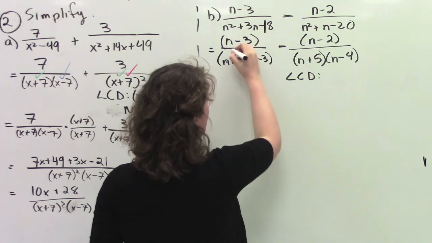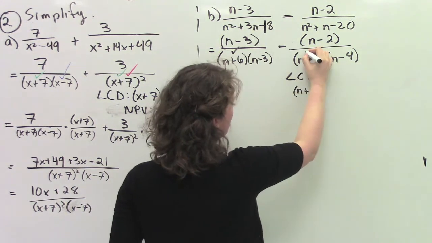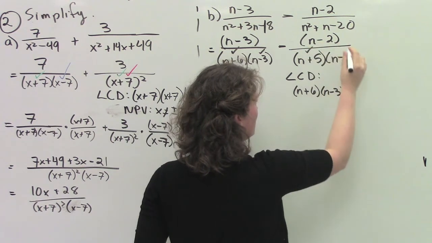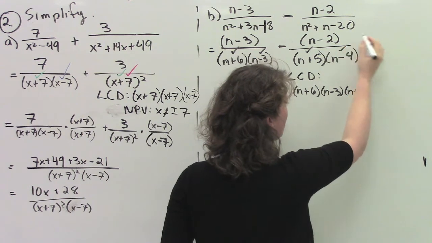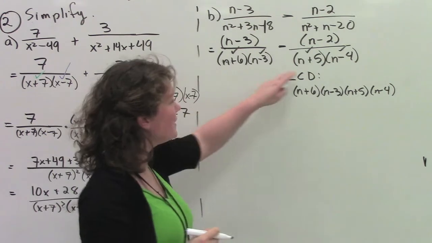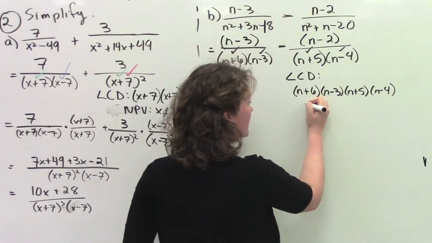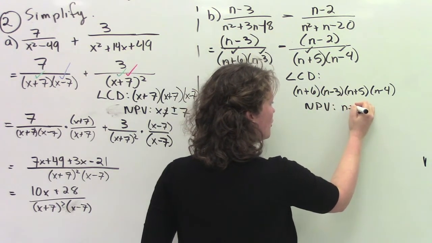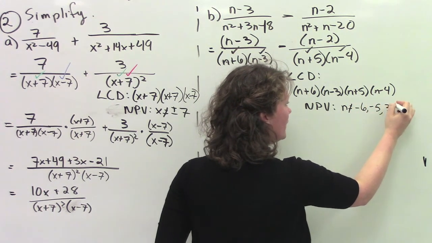Well, it's going to be n plus 6 and n minus 3 and n plus 5 and n minus 4. There's nothing that's common between these two, so we literally have to multiply them all together. So we can state our non-permissible values right away. So n cannot equal negative 6, negative 5, 3, and 4.